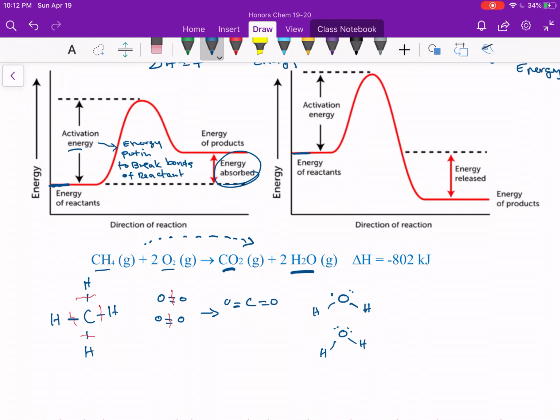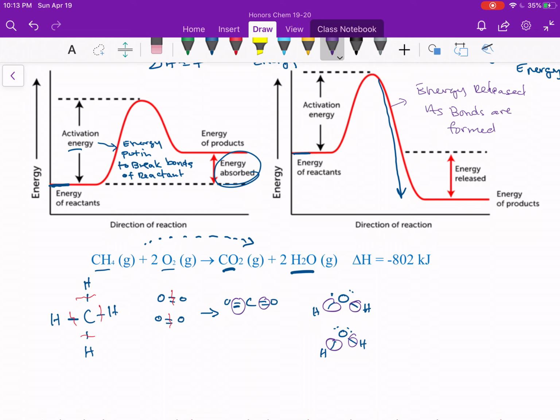And so anytime that bonds are formed, energy is released, right? So here, this is energy released as bonds are formed. Okay, so we have to put in energy to break the bonds. We call that energy activation energy, and then we get energy that's released as bonds are formed. The more stable the bonds, the more energy that gets released.